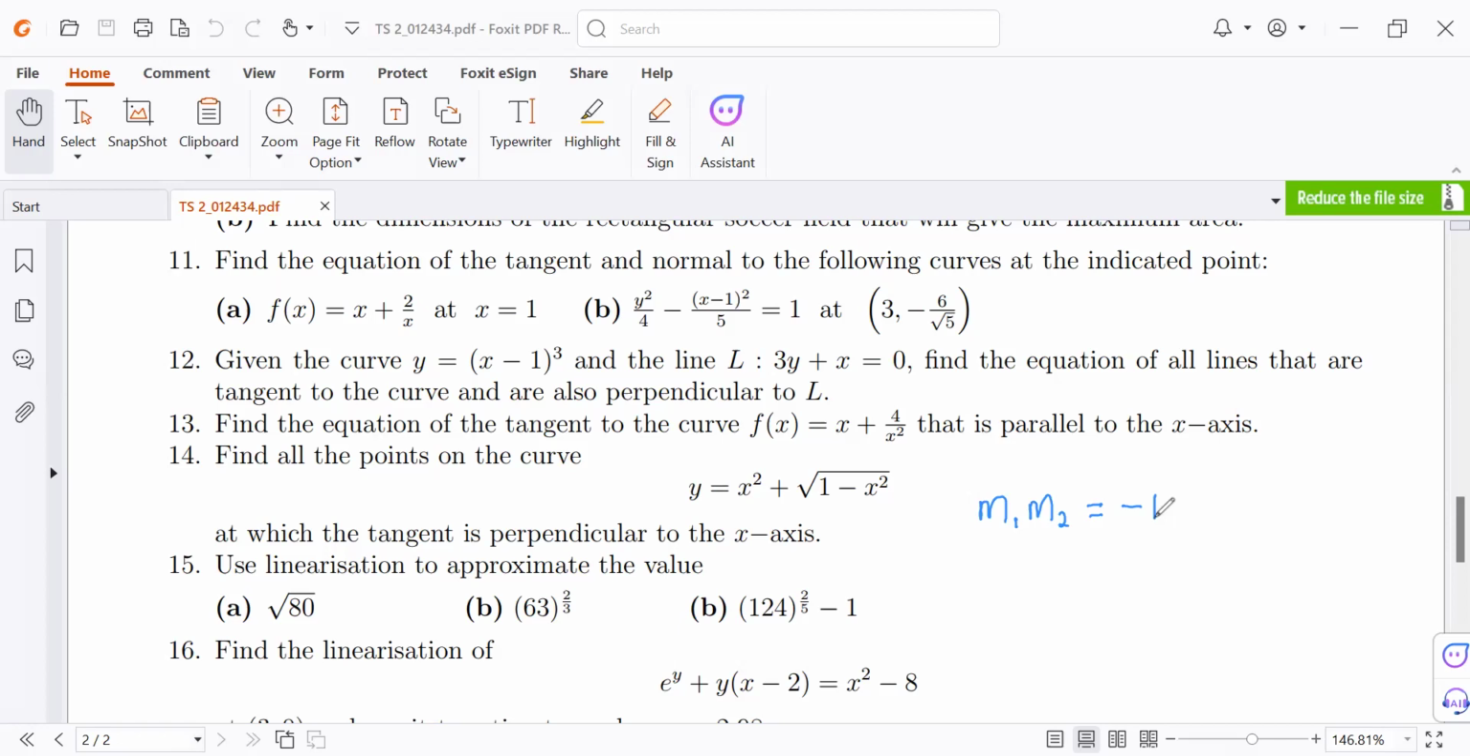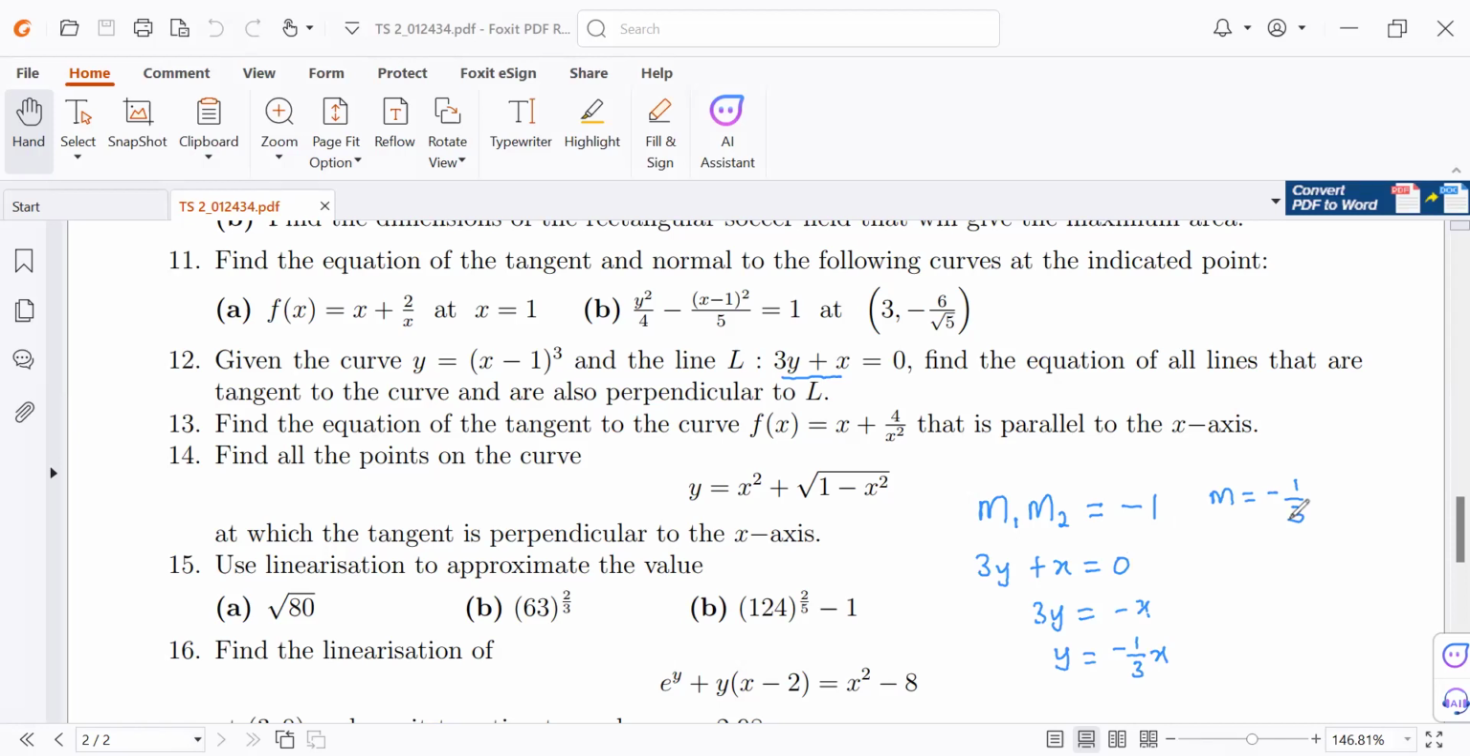Now here we are given this line, 3y plus x equal to 0. We can write it as 3y equal to -x, meaning y equal to -1/3 x. So what is the gradient here? The gradient m is equal to -1/3 for this given line.